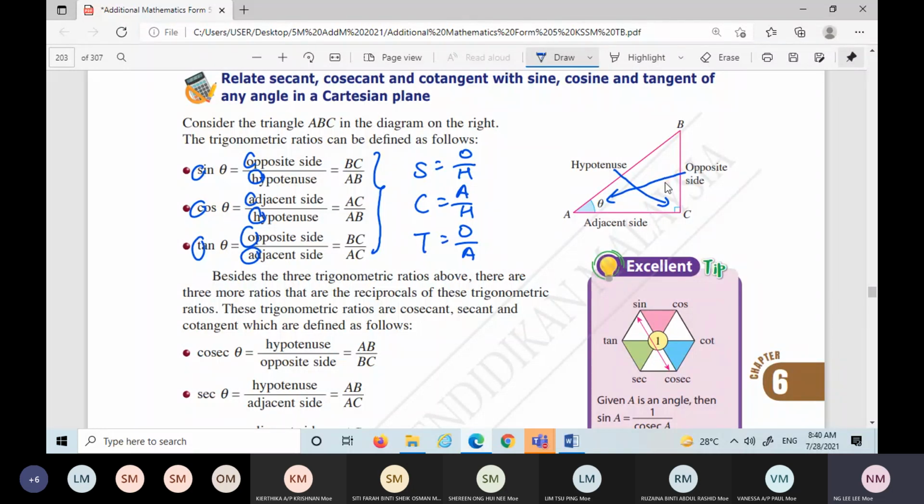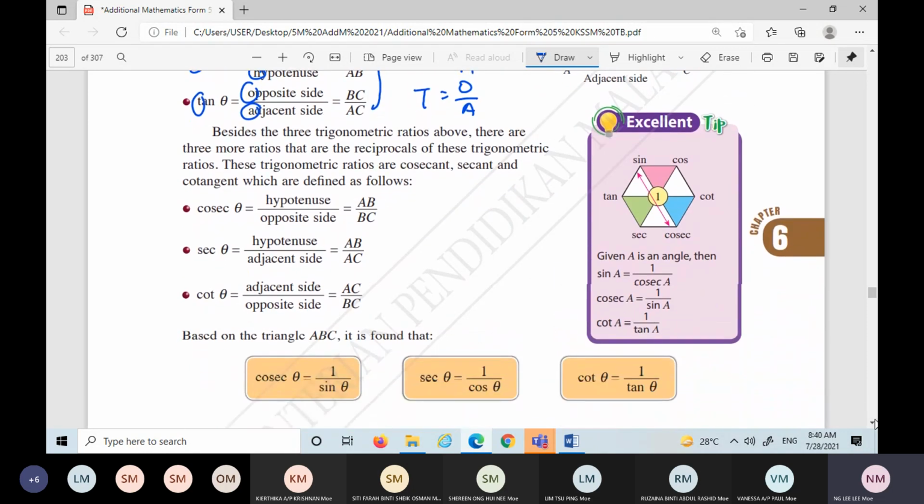After this will be the new thing you are going to learn here. All these are the reciprocals: reciprocals for the sine, cos and tangent. One by one. Cosecant is the reciprocal of the sine. So cosecant theta is equal to 1 over sine theta. Secant theta is equal to 1 over cos theta. Cotangent theta is equal to 1 over tangent theta.